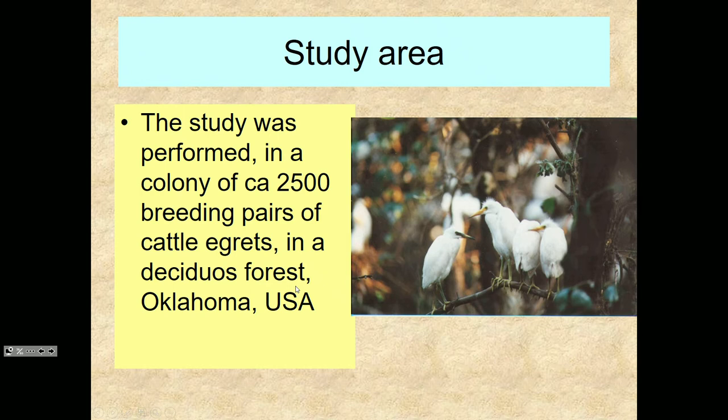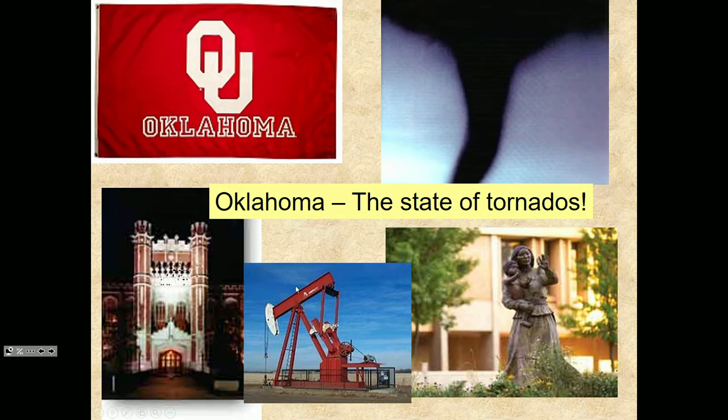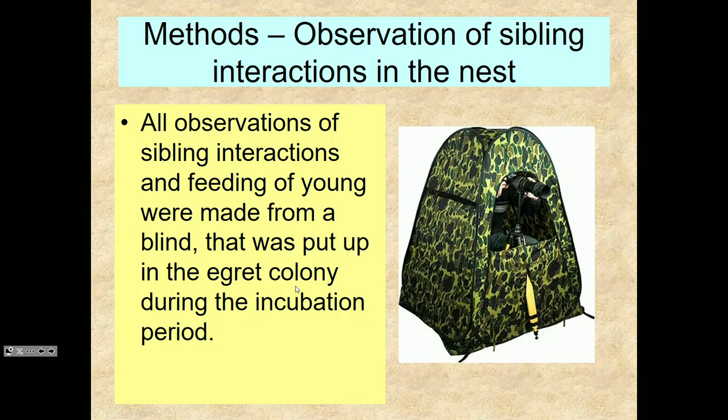This study was performed in a colony of about 2,500 breeding pairs in the deciduous forest in Oklahoma. And you know, Oklahoma is the state of tornadoes, so that can sometimes mean you have to skip some field work. But we were lucky. They most of the time occur in April.